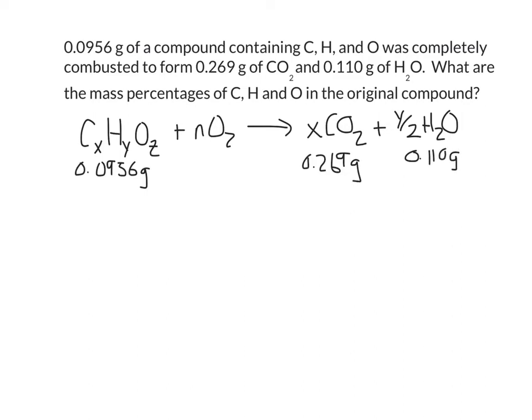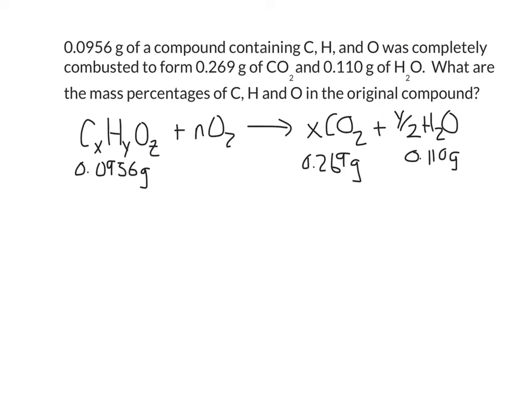So now we can do like we usually do when we're doing any stoichiometric problem, and we can use the mass of our products to determine how many moles of each of these products we have produced. If we know the number of moles of products that we produced, then we know the number of moles of carbon and the number of moles of hydrogen, because each CO2 contains one carbon and each water contains two hydrogens. That allows us to find the number of moles of carbon relative to the number of moles of hydrogen in the original compound.